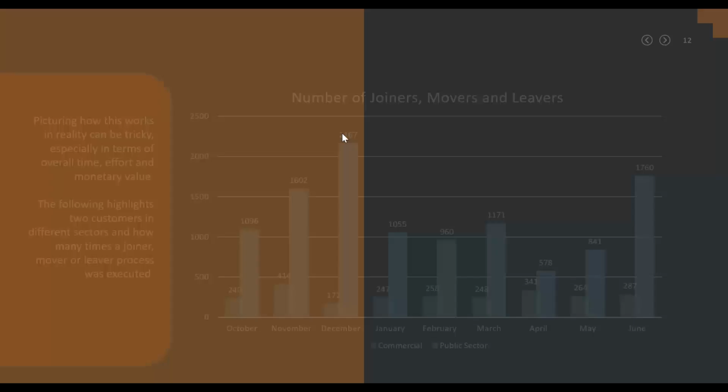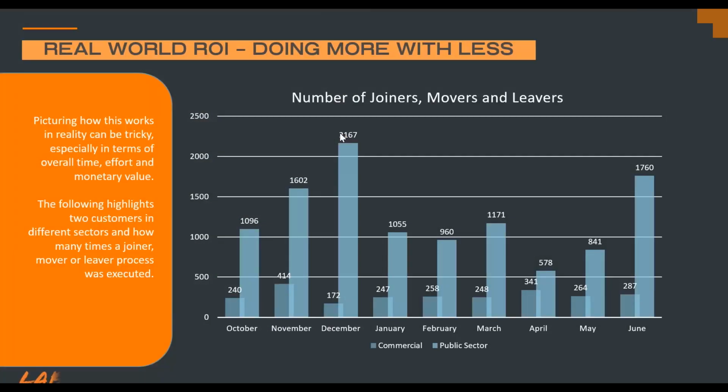One of the other things to mention is, when we look at the real world statistics of doing more with less, these are numbers that we see that have come through the Ultima engine, the IA Connect engine for Ultima Service Desk, and we've categorized this into two sectors. We've got the public sector, and then we've got the commercial sector.